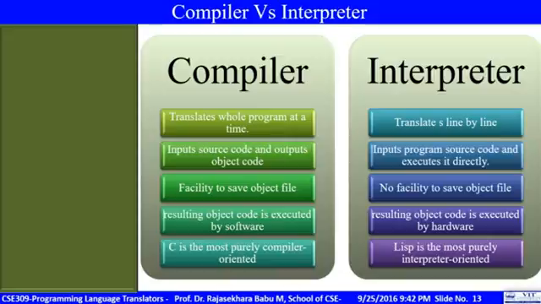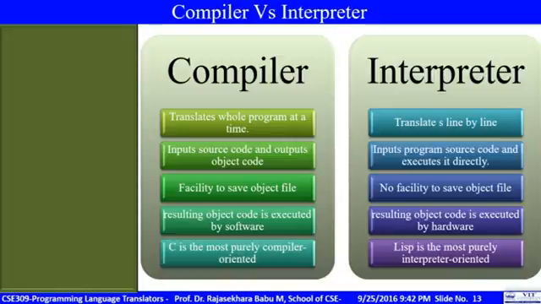The compiler takes source code as input and outputs the object code, whereas the interpreter takes the program source code and executes it directly. The compiler saves the object file. There is a facility of saving the OBJ file here. In the interpreter there is no facility of saving the OBJ file, because the source code as well as the input have to go together, so there is no question of saving the object file. Because of this reason, even if you have written an error-free program, you need to compile and execute again and again.